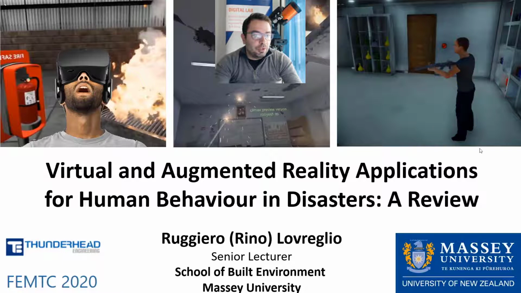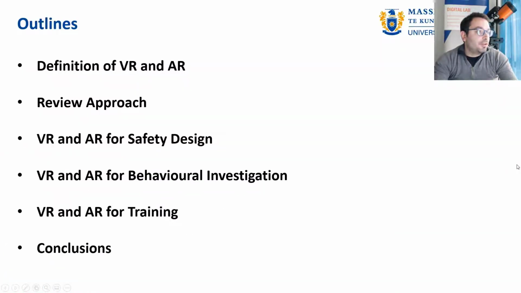Let's move on with the outline of this presentation. I'm going to start with the definition of what is virtual reality and augmented reality, and then I'm going to explain which approach I used to carry out this review. Then I'm going to show you the applications that have been used for safety design, to investigate human behavior, and eventually to train people. And I'm going to conclude this presentation with some statements about what we can take home from this work.